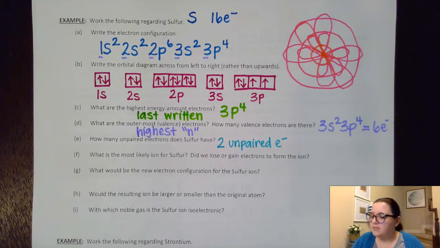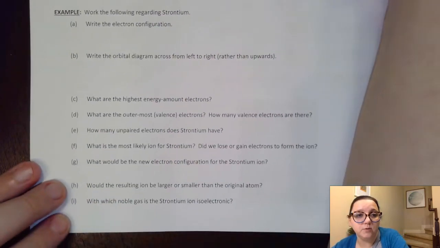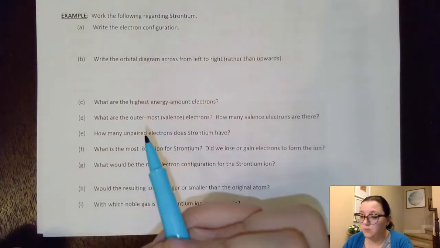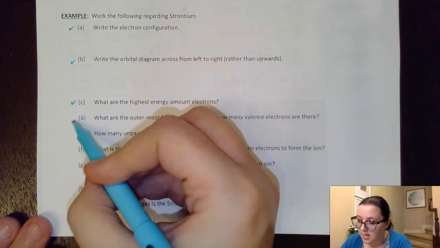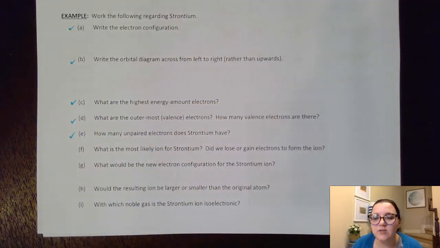All right, we're going to save this next set of questions here, this F through I, for just a little bit. What I want you to do is take just a moment and see if on the next example below this for strontium, you can do the same pieces that we did up above, which would be A, B, C, D, and E. So take a moment, pause this video, and see if you can figure out A, B, C, D, and E for strontium. So go ahead, pause the video, try it out.